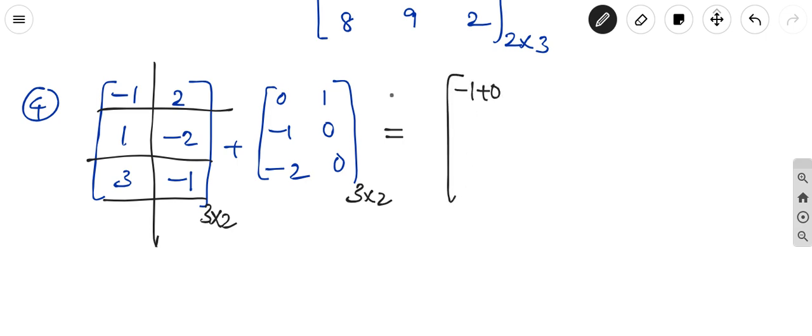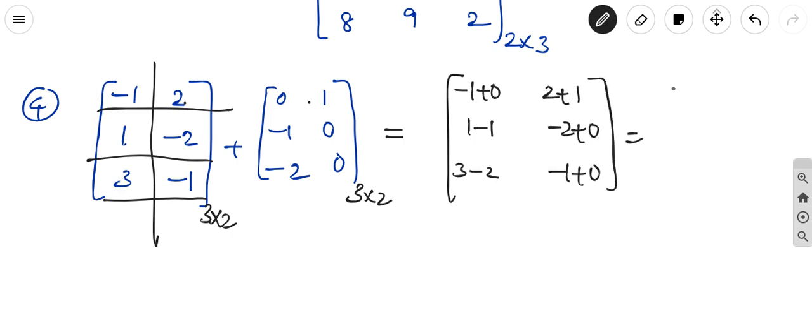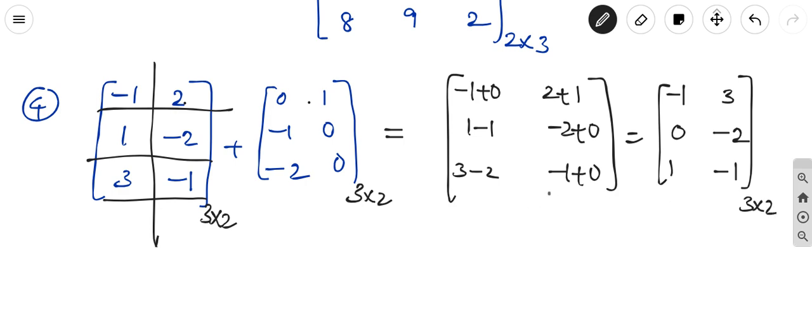Minus 1 plus 0 corresponding, 2 plus 1, 1 minus 1, minus 2 plus 0, 3 minus 2, minus 1 plus 0. It is equal to minus 1, 2 plus 1 is 3, 1 minus 1 is 0, minus 2 plus 0 is minus 2, 3 minus 2 is 1, minus 1 plus 0 is minus 1. It is also in the same order, 3 rows and 2 columns. Okay. The first is a row matrix, another is a column matrix, and the next are rectangular matrices.